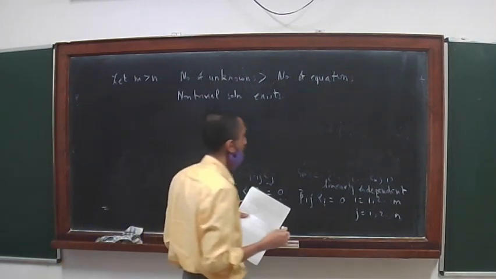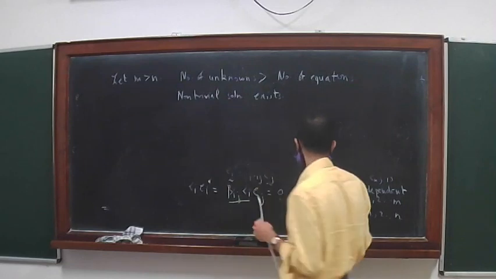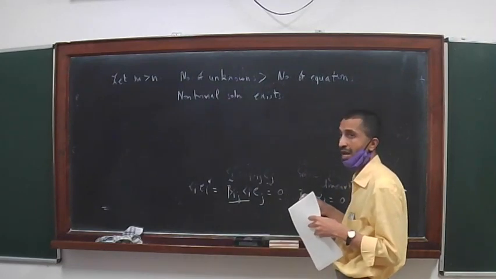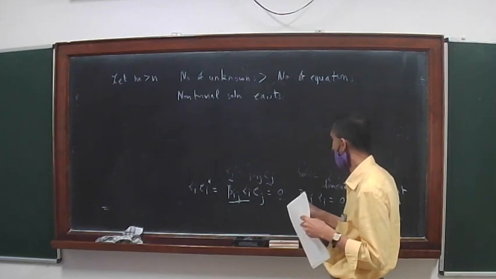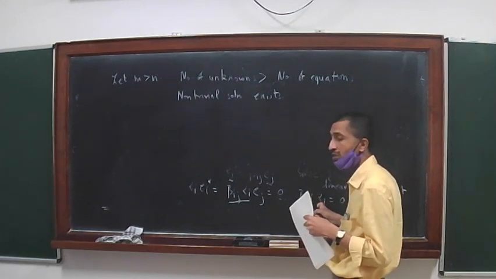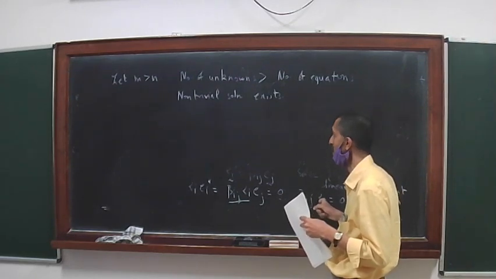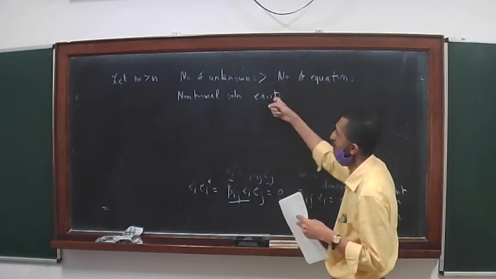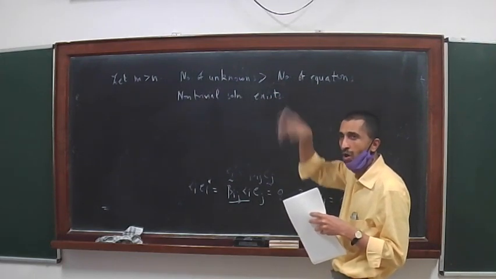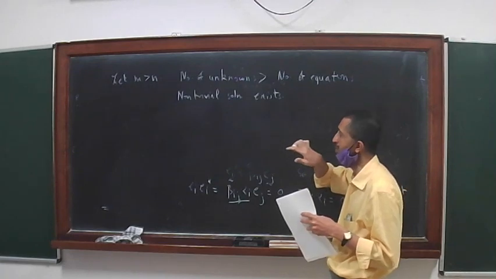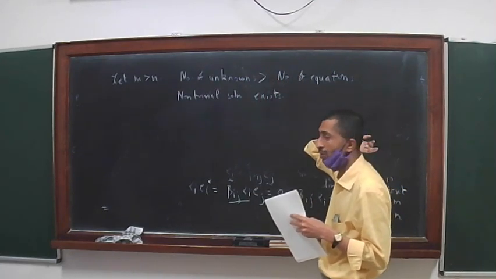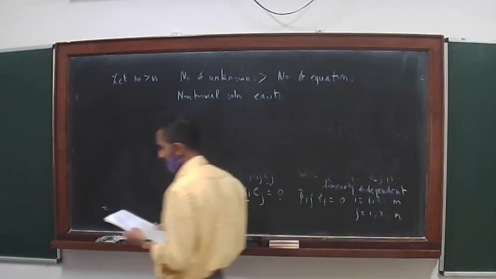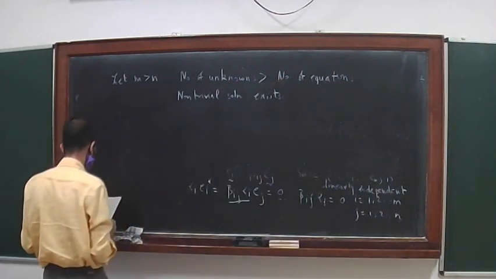See, suppose this had been an n by n matrix such that the determinant of beta ij is not equal to 0, then alpha equal to 0 is the only solution. That is the trivial solution. Trivial solution means all of them are 0. Non-trivial solution means some of the elements can be non-zero also. That is what we mean by a non-trivial solution.